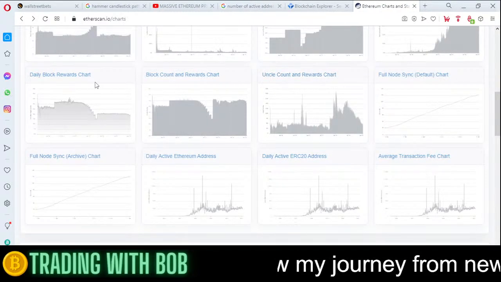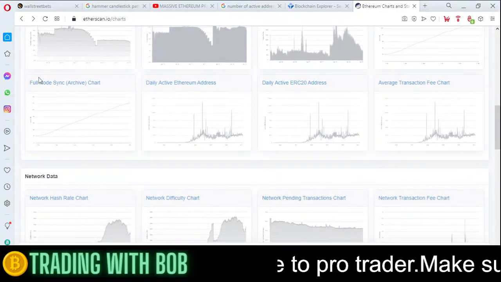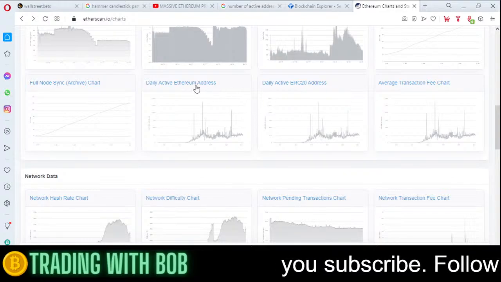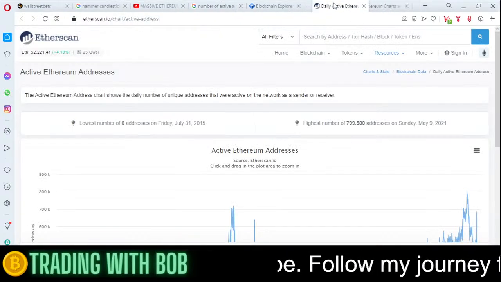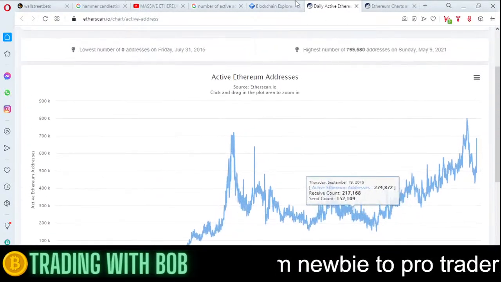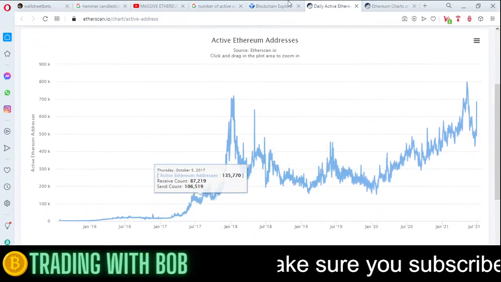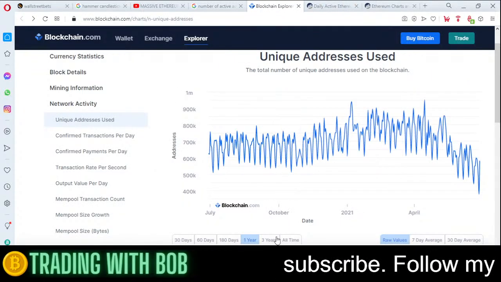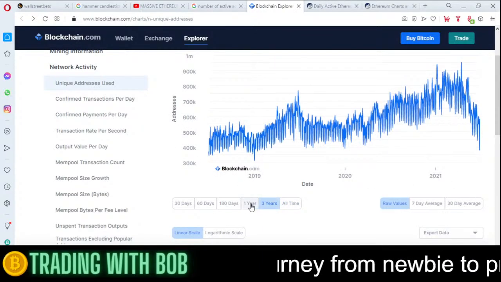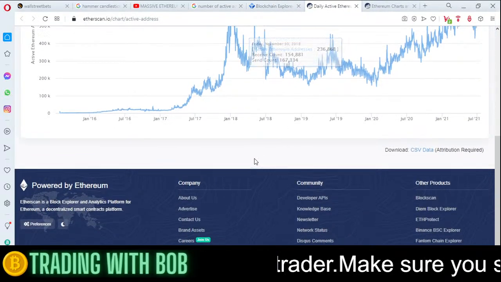All right, daily block reward chart, block full node. Daily activity. Okay, daily active Ethereum addresses. Okay, so these basically look similar. So let's compare the two. Okay, got it. This is, what the heck? This is within what? 2016. So 6 years. 3 years. Why is it the same? Oh, there we go. Okay, so all time, so from 2010, and this one from 2016.